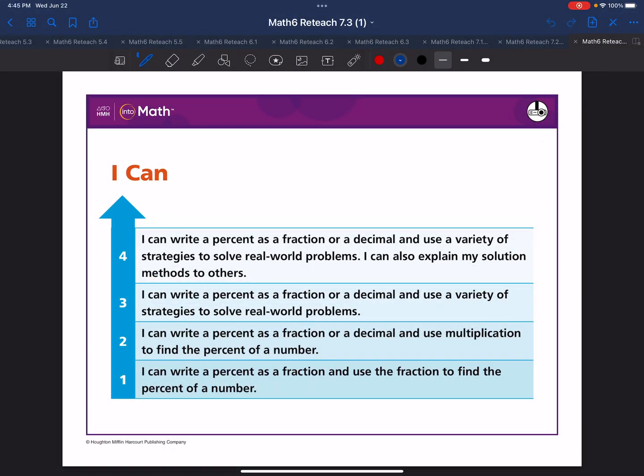Today we will review 6th grade math lesson 7.3. This lesson will cover solving a variety of percent problems. Here's your I can statement. I can write a percent as a fraction or a decimal and use a variety of strategies to solve real-world problems. I can also explain my solution methods to others.